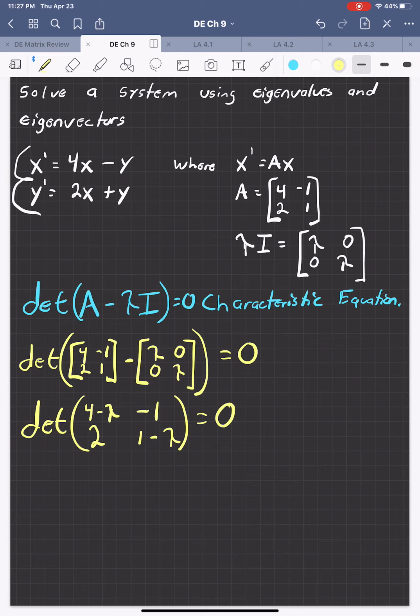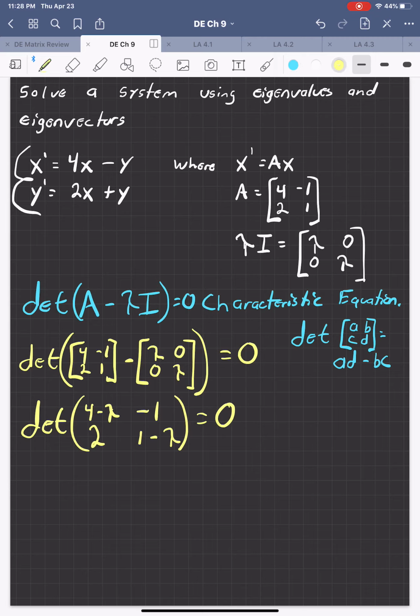Okay, so at this stage, if you want to solve the system using eigenvalues and eigenvectors, it's right here where you're actually going to take the determinant. And remember, this is from a previous video, the determinant of [A, B; C, D] is AD minus BC. So we're going to do that right now.